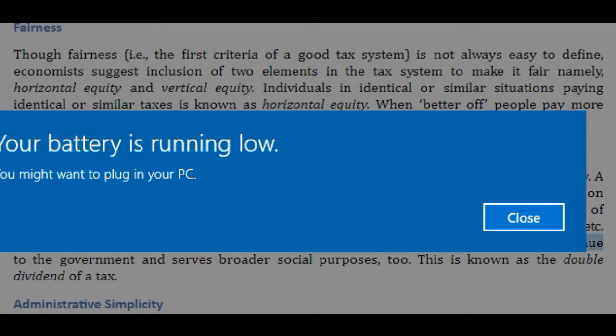Taxes can improve efficiency of the economy. Taxes on pollution or on smoking give revenue to the government and serve broader social purposes too. This is known as the double dividend of a tax.